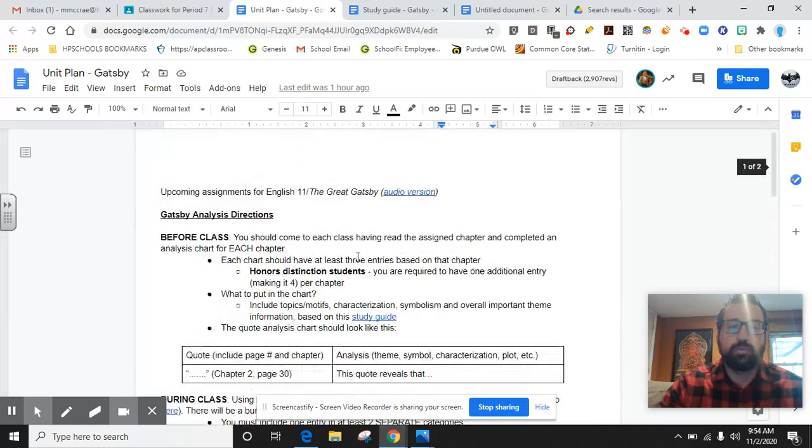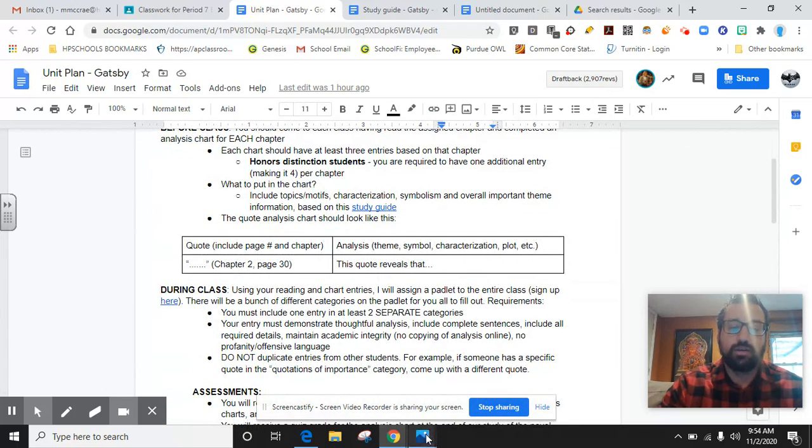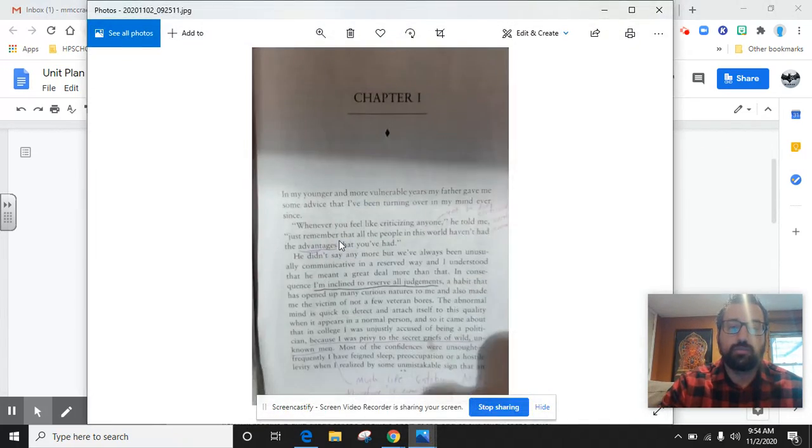Now let's talk a little bit about what your analysis chart can look like. I have a screenshot of the first few chapters of the novel, so let's read them together, and then I'm going to show you an example entry. Chapter 1 starts: In my younger and more vulnerable years, my father gave me some advice that I've been turning over in my mind ever since. Whenever you feel like criticizing anyone, he told me, just remember that all the people in this world haven't had the advantages that you've had. So right off the bat, it sounds like Nick is someone who has lived somewhat of a privileged life so far. He didn't say any more.